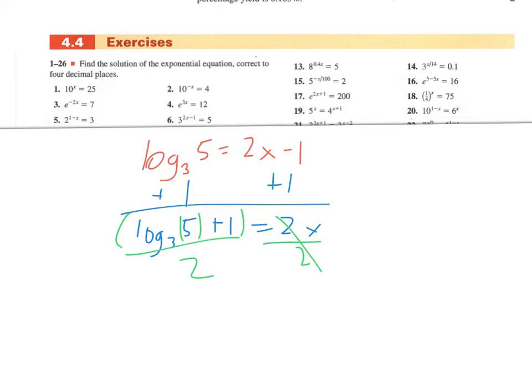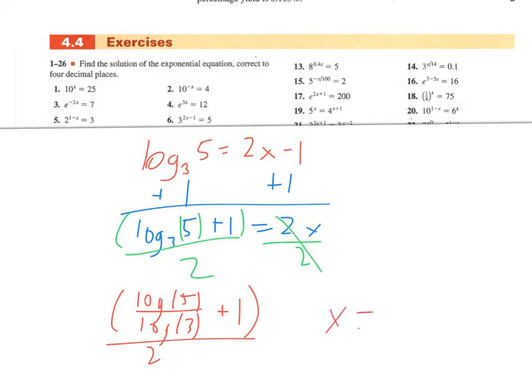Actually really what I'm going to be typing in is parentheses log 5 divided by log 3 to do the change of base formula on my calculator, and then plus 1, and then close that, and I'll divide that all by 2. So let's type all of that in, and then plus 1, close it, and then divide by 2, and this should be 1.2325.